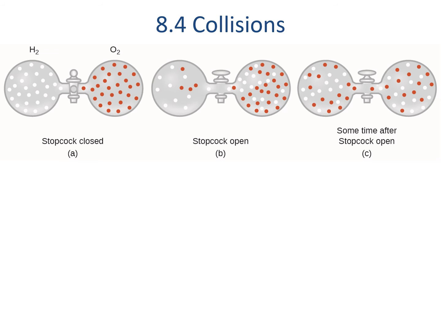Suppose we have 2 containers connected by a closed stopcock, as shown in diagram A. We have hydrogen on one side and oxygen on the other side.